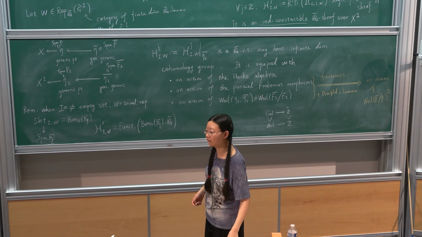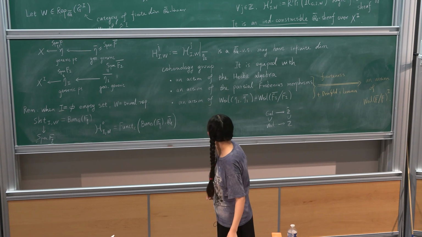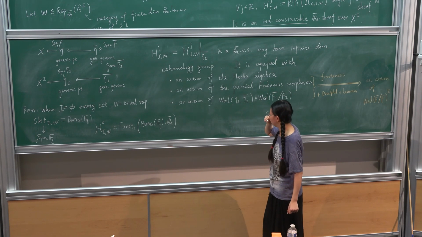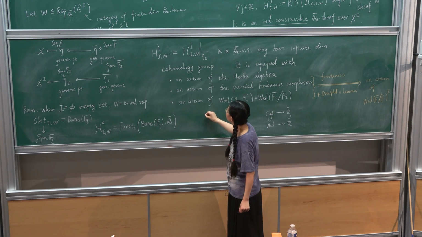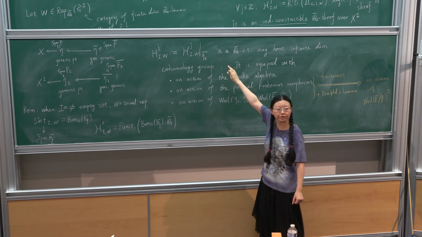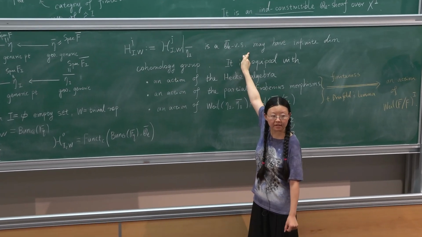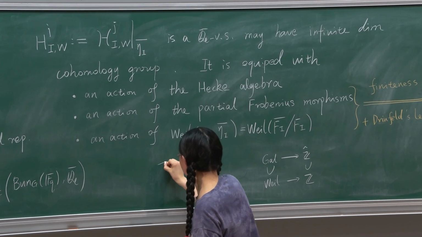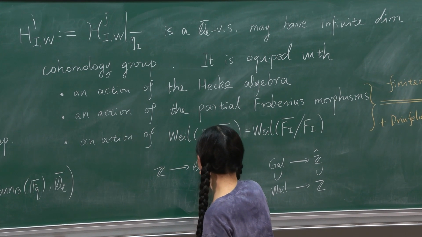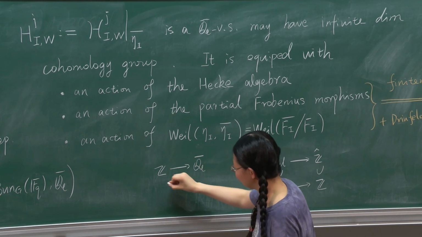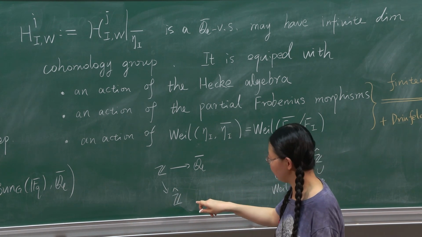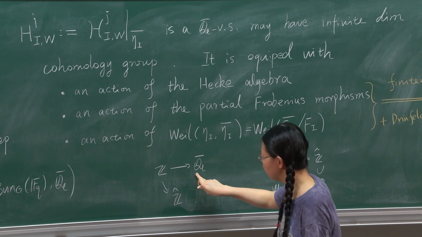Why isn't it the Galois group? In the third point, not the Galois group, why the subgroup? So here we consider the Q_l, the cohomology group is a Q_l vector space, and we know that when you have this, it factors through the Z-height if and only if the image of this is in Z_l.